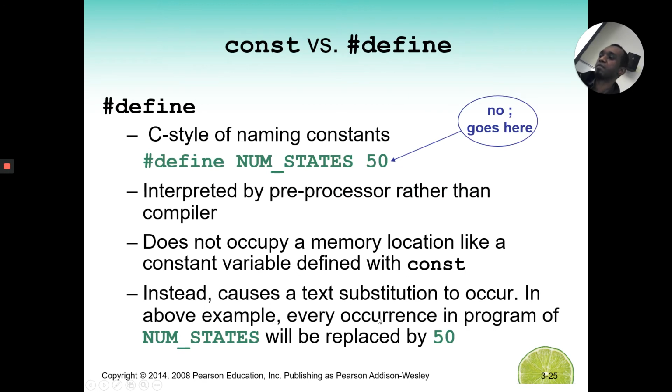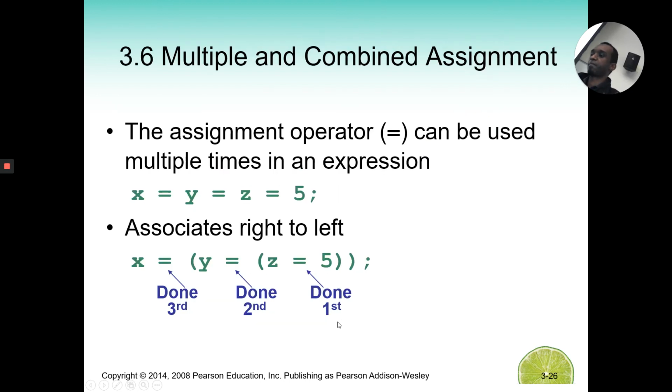You also have #define, which is the C style, for example #define NUM_STATES 50. It is interpreted by the preprocessor rather than the compiler. You don't need a semicolon when you use define. It doesn't occupy a memory location like a constant variable defined with const. Instead, it causes a text substitution to occur. In the above example, every occurrence of NUM_STATES in the program will be replaced by 50.